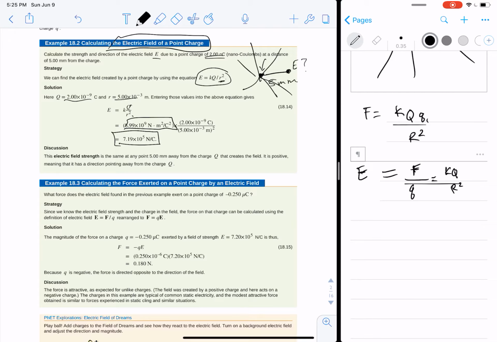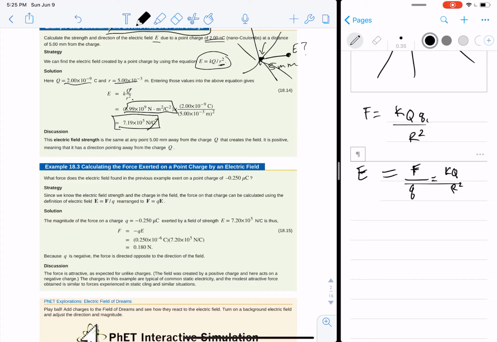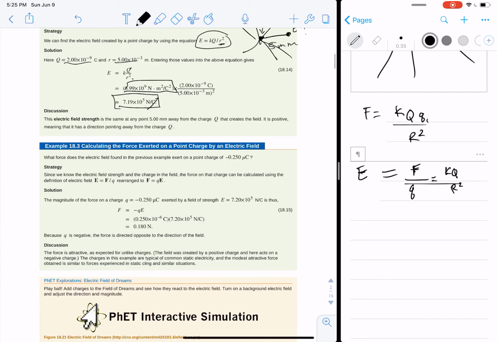And if you multiply now by a charge, you'll see that cancels out the coulombs, leaving you with newtons, and that's how you can determine the force on another charge that's put in there.